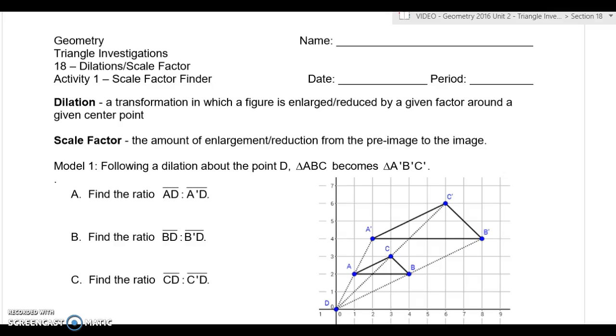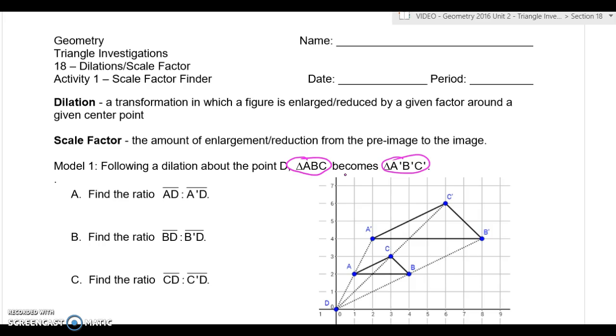In this section, we're looking at dilations and scale factor. So in the first activity, we're going to determine the scale factor of a particular image. So we're going from our regular old triangle, in this case, to another triangle, which we call the image of the triangle. So this triangle ABC is our pre-image, and that's what we call our image. So we're starting at ABC, we're getting to A prime, B prime, C prime.